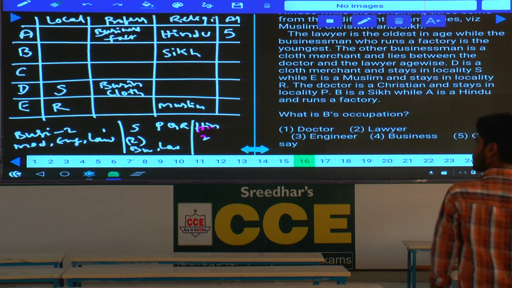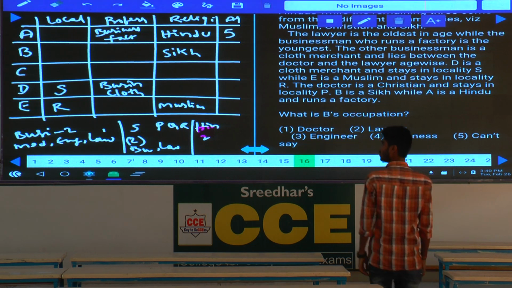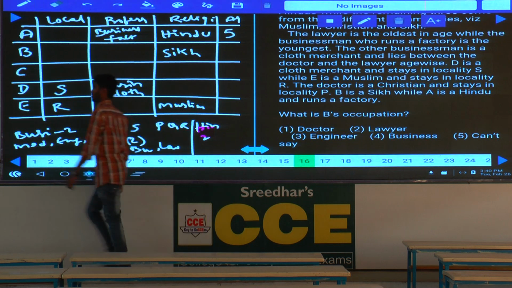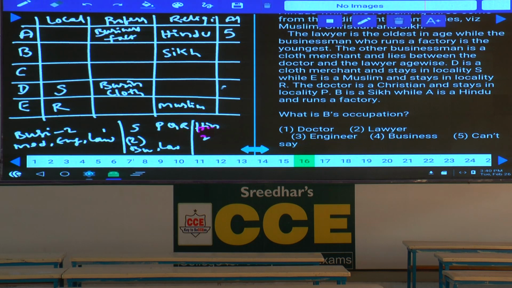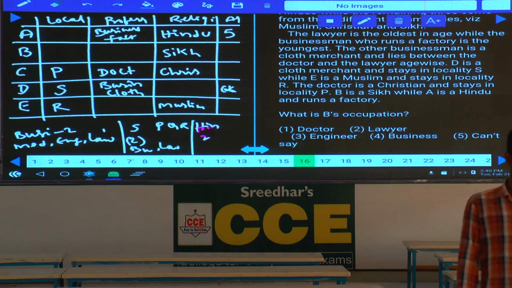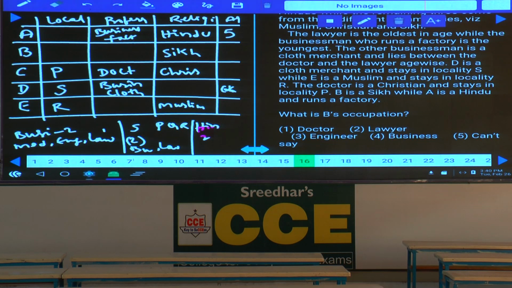Doctor, Christian, and stays in locality P. There is only one Christian among these 5. Can this person be Christian, tell me? No, why? If this person is a Christian, that person must be a doctor, which is not possible. Then who is a Christian here? This C is a Christian. As C is a Christian, he lives in locality P, isn't it? And the profession is the doctor, isn't it?